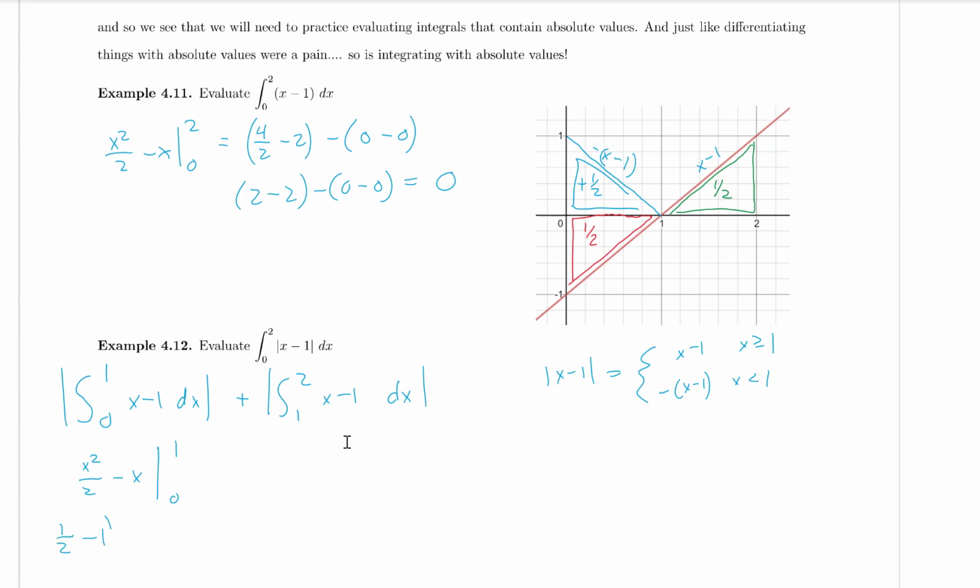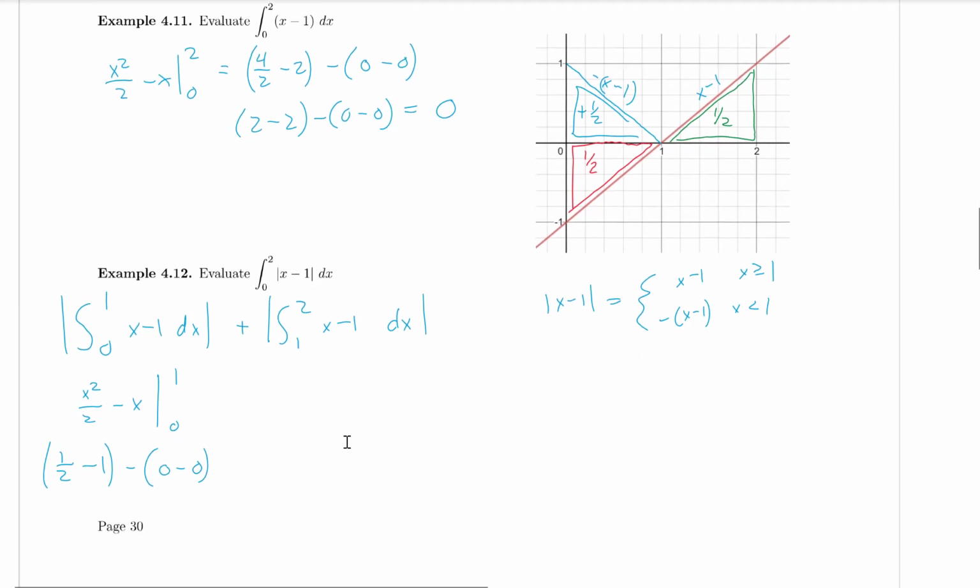And when we do that, we get 1/2 minus 1 subtracted 0 minus 0, and that gives us, like we expected, our negative 1/2. But we are taking the absolute value of this negative 1/2. And what we're going to do is add that to our antiderivative, which is x squared over 2 minus x evaluated from 0 to 1. And again, we're going to take the absolute value of that part of the function.